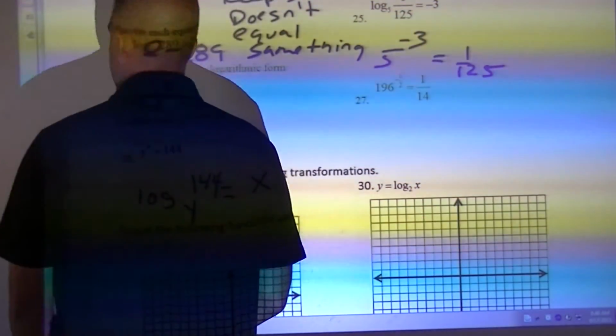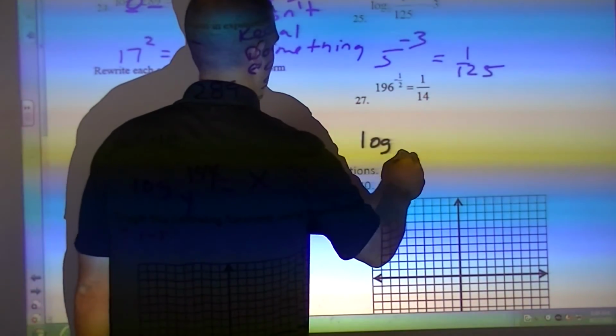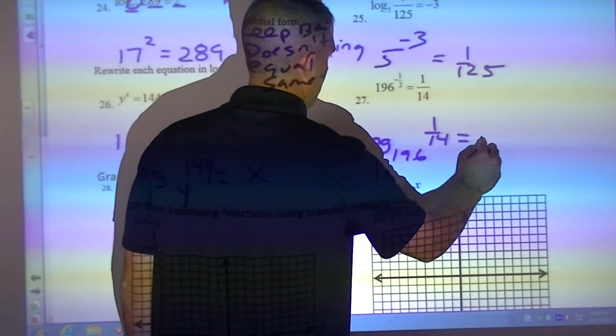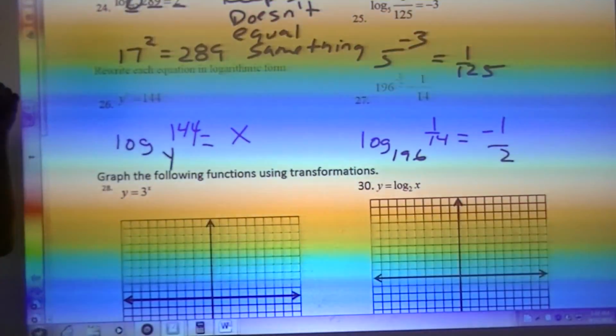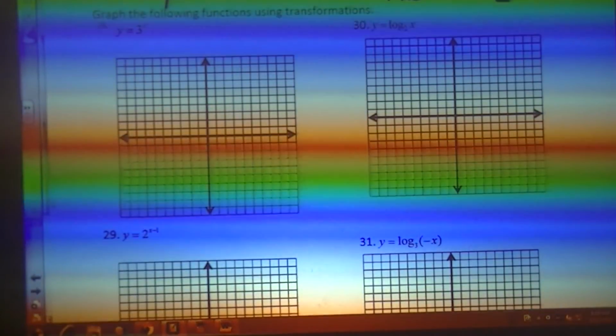On this one, it would be log of 196. It's no longer going to equal 1 over 14. It's going to equal negative 1/2.